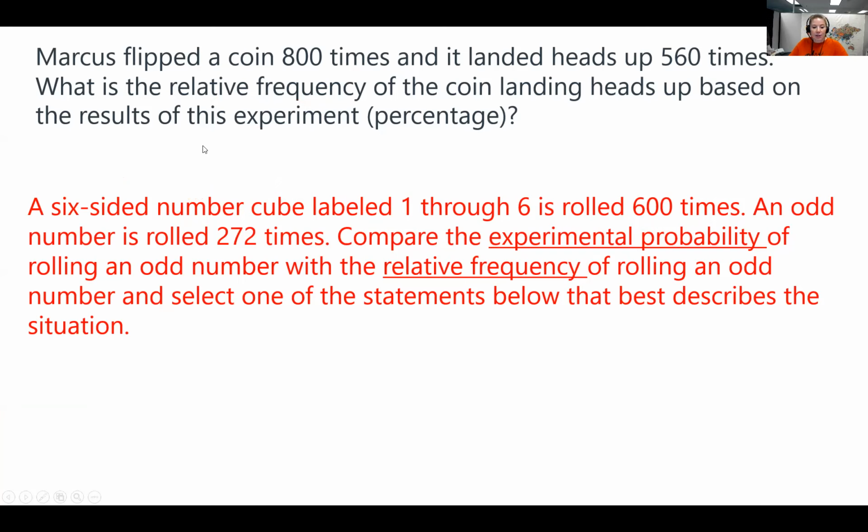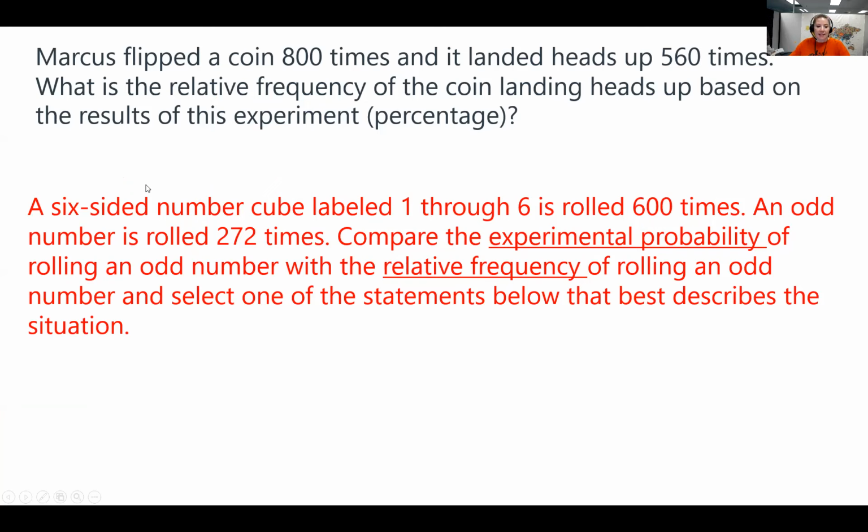A 6-sided number cube labeled 1 through 6 is rolled 600 times. An odd number is rolled 272 times. Compare the experimental probability of rolling an odd number with the relative frequency of rolling an odd number, in other words, the theoretical probability, and select one of the statements below that best describes the situation.